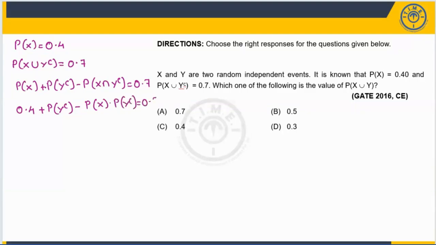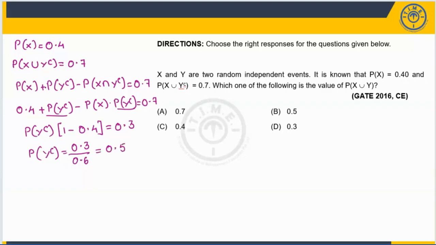That is 0.7. Now, from both of these, I'll take P of Y complement common. Then that is 1 minus P of X, 0.4, which is equal to 0.3. So P of Y complement is 0.3 upon 0.6, which is 0.5. And P of Y is again 0.5. Right? So I got the P of Y value. Now we want the value of P of X union Y.